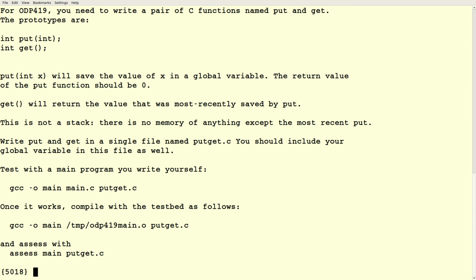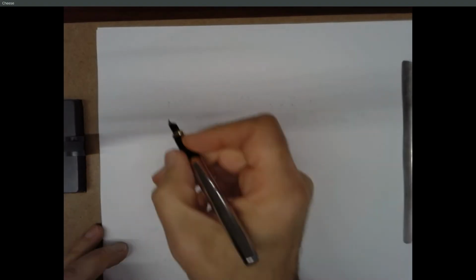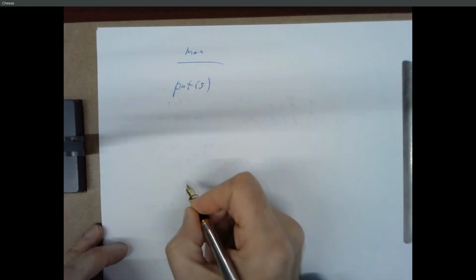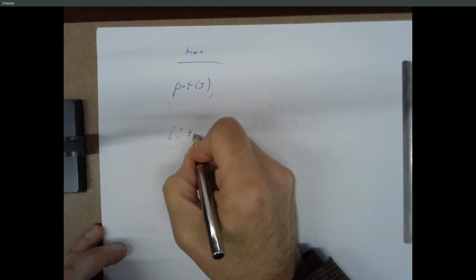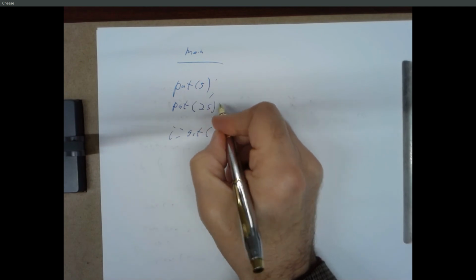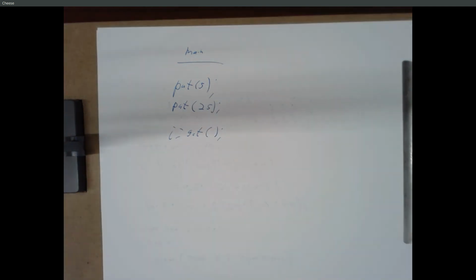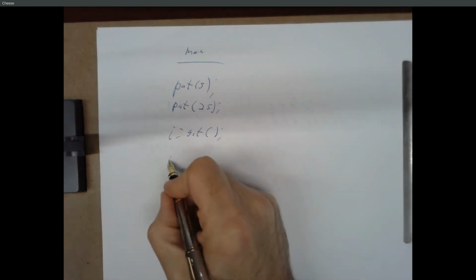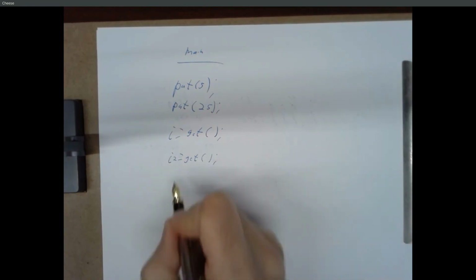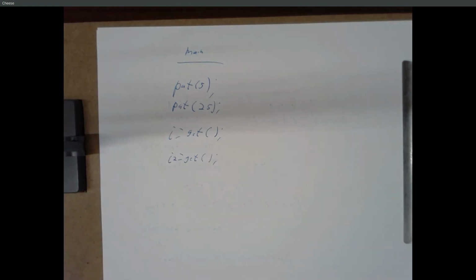So here's an example of this. Suppose this is my main program. Suppose I say put 5, and then I say i equals get. i should be equal to 5. That's all it does. Now if I put 7 and then I put 25 and I say i equals get, i should be equal to 25. And if I say i equals get again, i is equal to 25, or maybe i2 equals get, i2 will be 25. There's nothing fancy going on here.